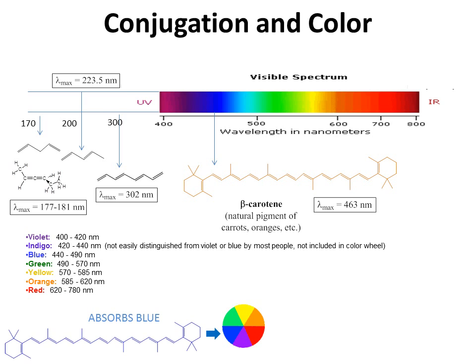With a lambda max of 463 nanometers, beta-carotene absorbs blue light, which means the color wheel tells us that beta-carotene should reflect orange light, which it does. So that's the color that we see of beta-carotene.